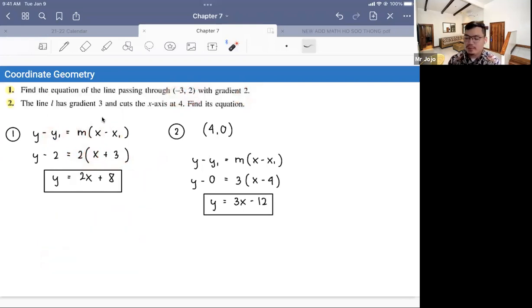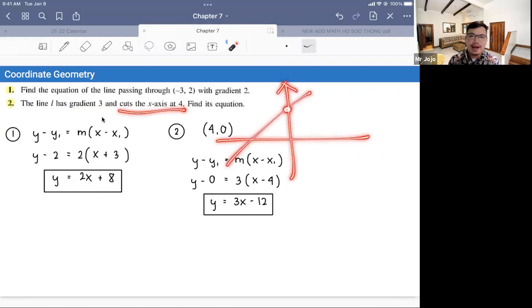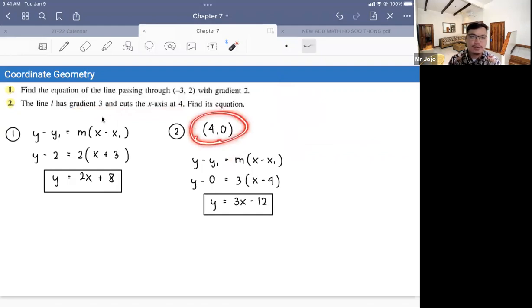Okay? And then for number 2, you have a line with gradient 3 and it cuts the x-axis at 4. Find its equation. When you see this phrase, cuts the x-axis at 4, that means it will intersect that axis at 4, making your coordinates (4, 0). The y value is 0 when the point is on the x-axis. That's why the point here is (4, 0).